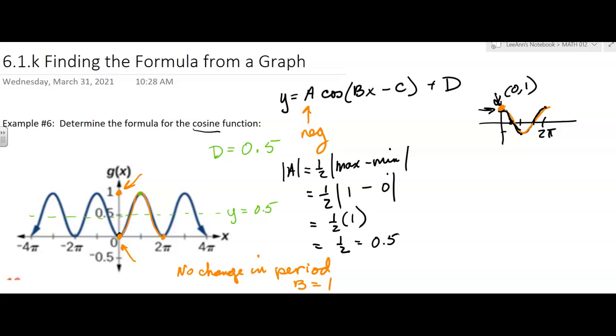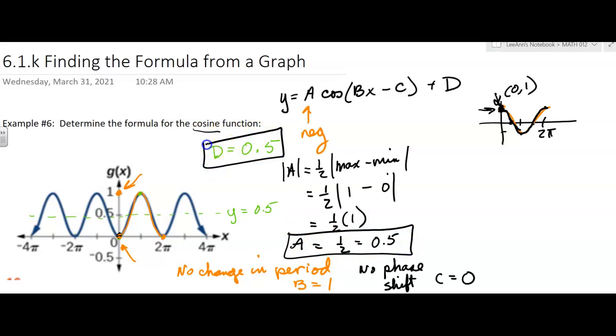There's no phase shift, because our max and our min are lining up. So we had a max on our original cosine curve at 0, and we still have, it's a min, but it's an extrema, and it's still at 0. So there's no phase shift. Okay, so then that takes care of C. C is 0. B is 1. A is 0.5, and D is 0.5.